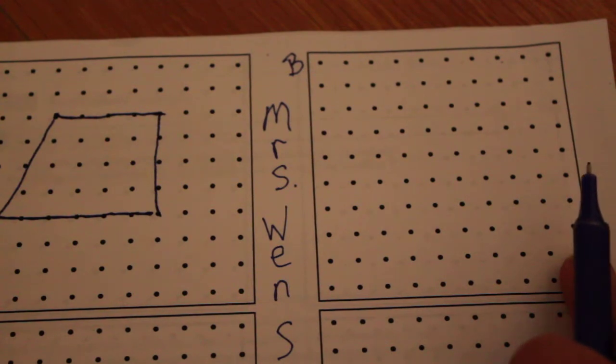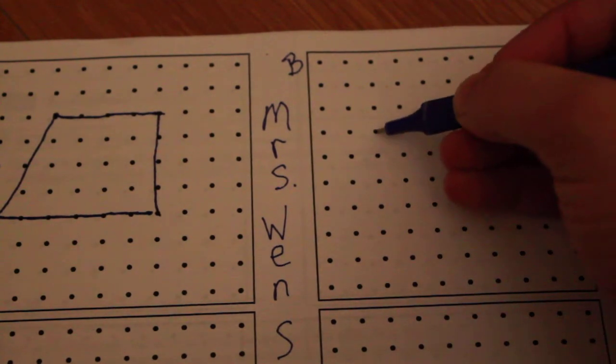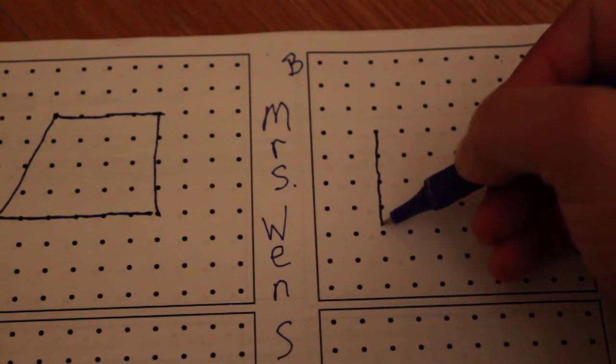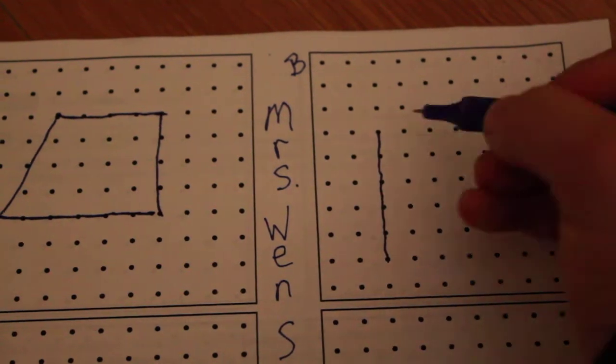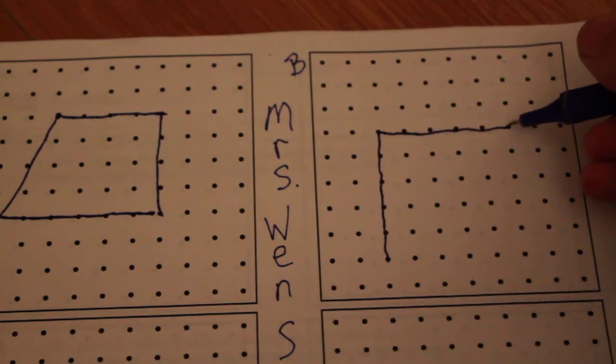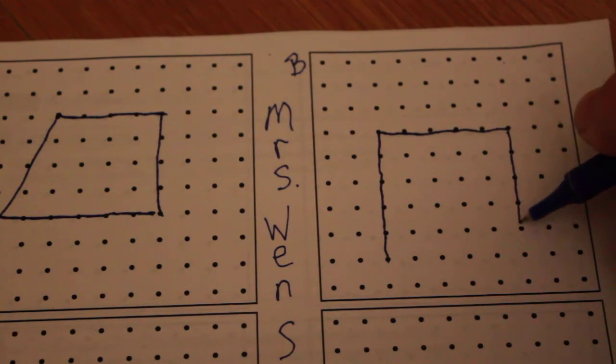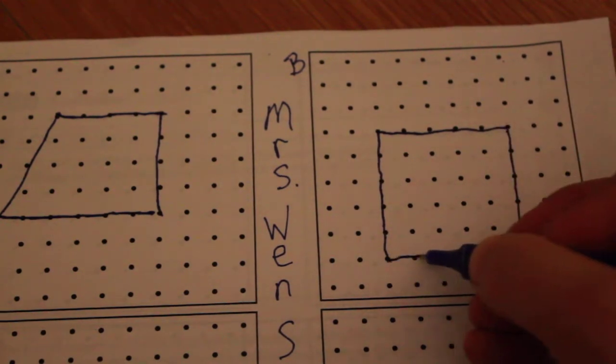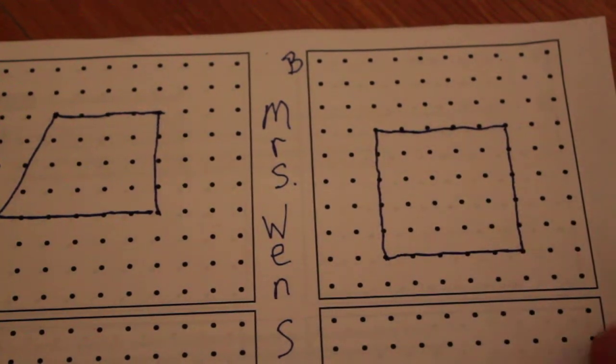Now we're looking at B. B says form a quadrilateral with four congruent sides and four right angles. Four congruent sides is four sides with the same length, and four right angles means that all of our corners are going to be 90 degrees. So I'm going to go 1, 2, 3, 4, 5 units down, and 1, 2, 3, 4, 5 units across, and then I'm going to complete the quadrilateral. It's a square.